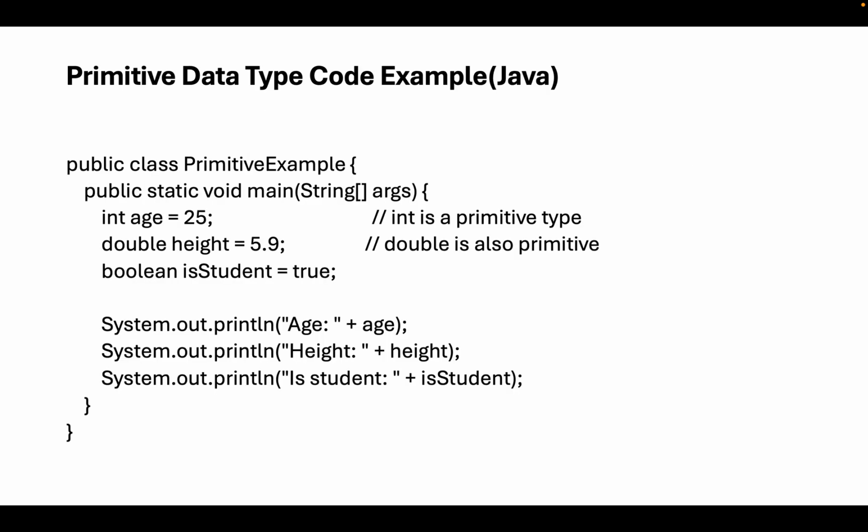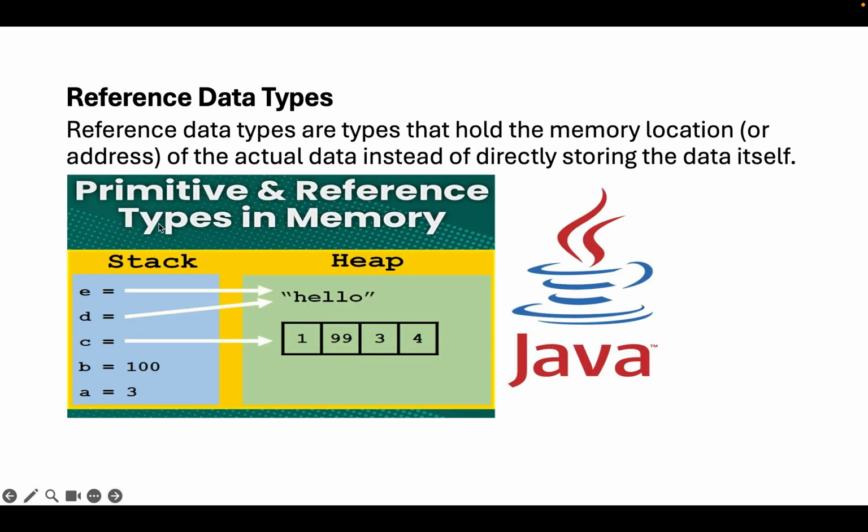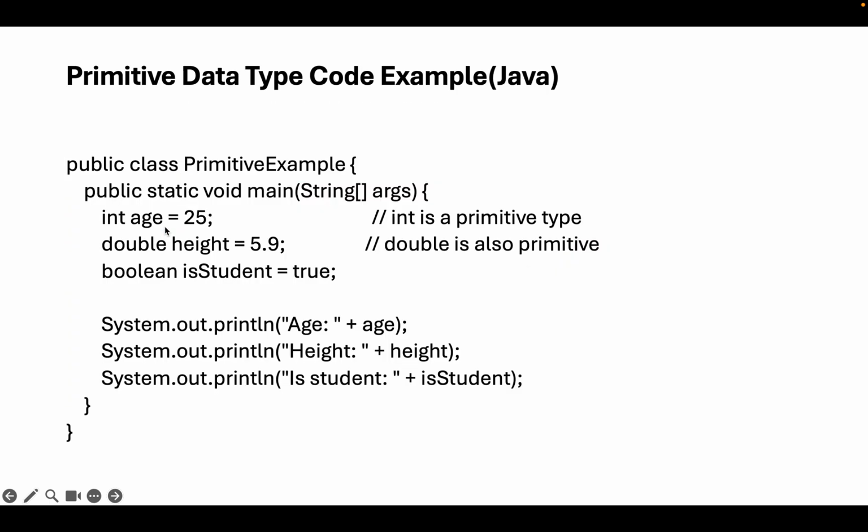Now, a primitive data type code example in Java. This is a basic code in Java that illustrates primitive data types. Let's look at this. int age is equal to 25. As I said earlier, int is an example of a data type that stores integer values. The integer value here is 25, and the variable name is age. So age in the memory location is storing the value 25. So int is a primitive data type in that case.